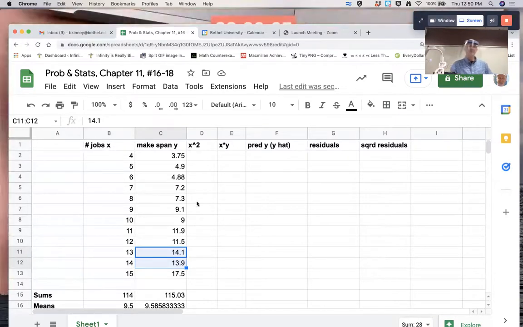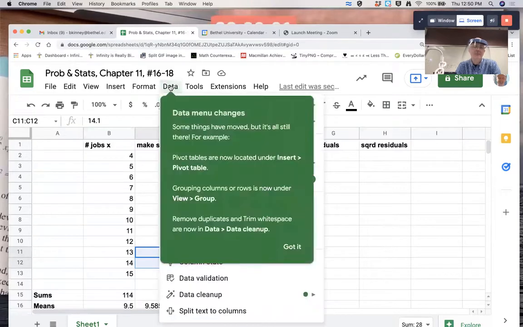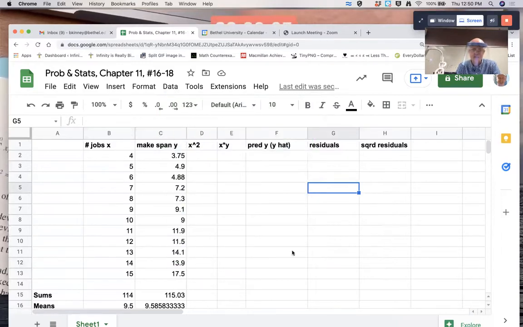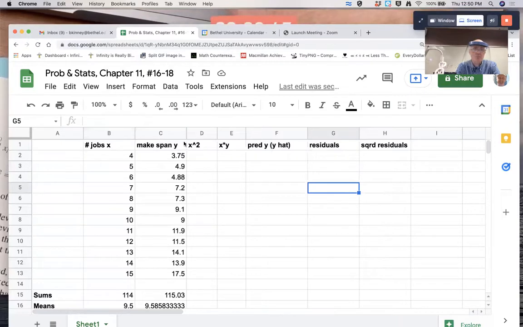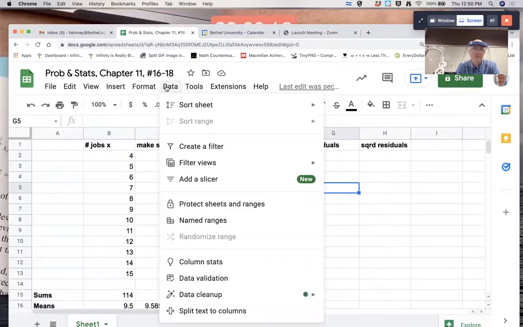Okay, let's get the analysis tool pack stuff as well in here. But then what I'd like to do is answer questions 16 and 17 and also look at number 18 and emphasize formulas you should know, okay? So let's do the analysis tool pack here.